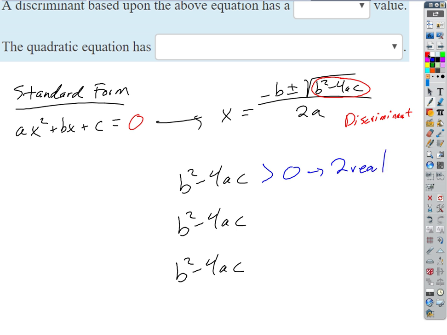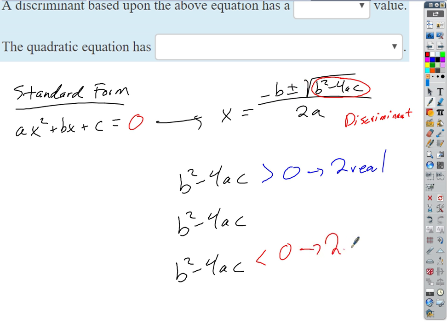What if the discriminant is less than 0, so it's negative? Two imaginary solutions. I'm getting imaginaries, aren't I? If I have a square root of a negative number, that always means i, right? I'm getting i's in my answer, and I'm getting two of them, one for the plus and one for the minus.